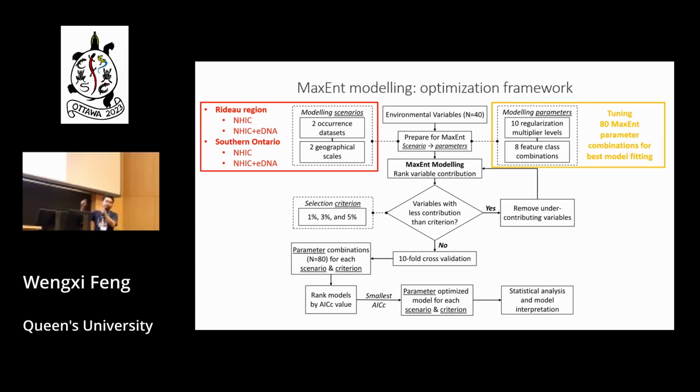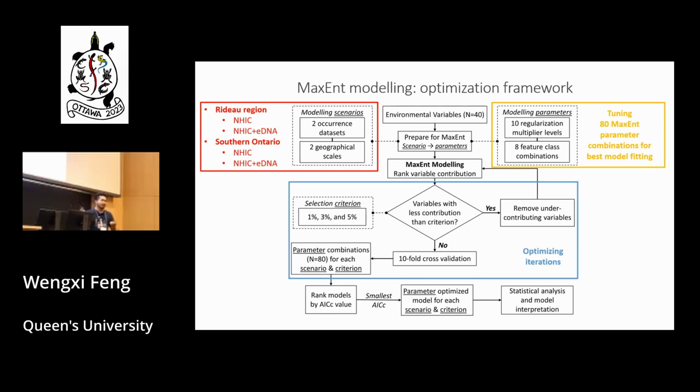Here we have all the parameters that we can tune and play with, to make sure the model is not overfitting and not underfitting, so that we have the best parameterization of the model. Then in the middle is the iteration of optimization. We iterate over and over again to get rid of the variables that are not so important to the model.